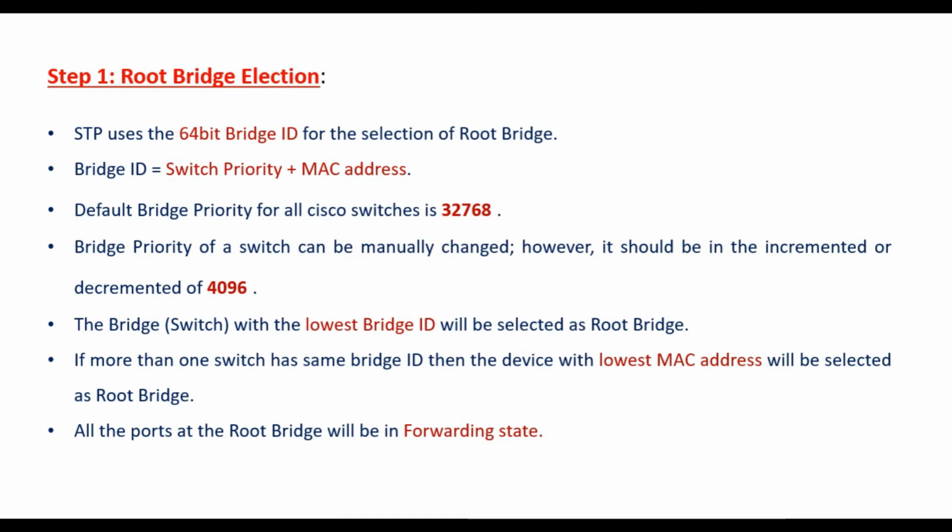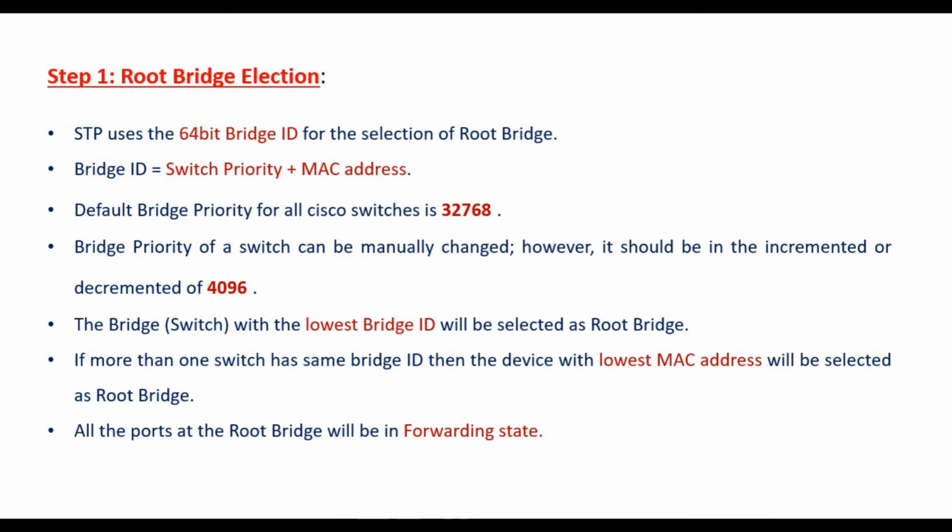A bridge ID is nothing but a combination of the switch priority and the MAC address. Every switch has a priority value. By default, all the Cisco devices have the priority 32,768. So the bridge ID used in STP is the switch priority plus the MAC address.